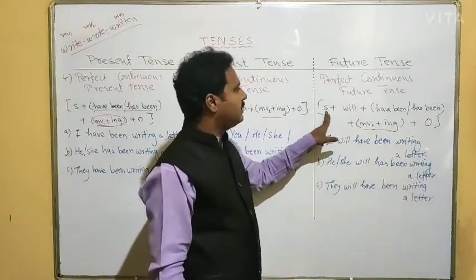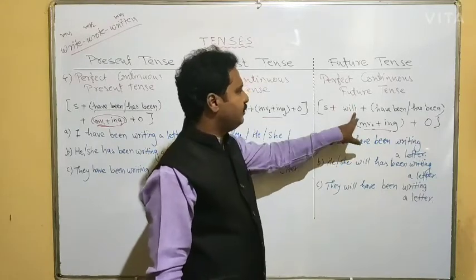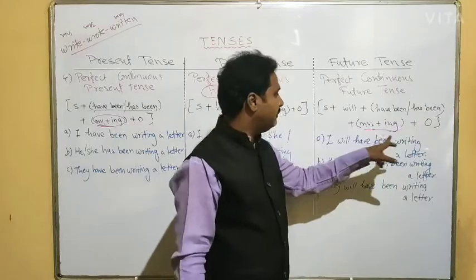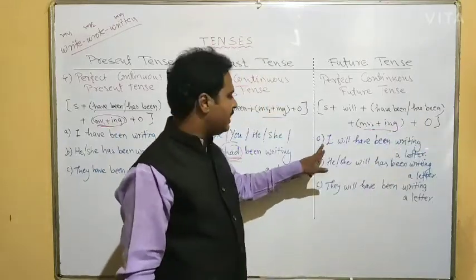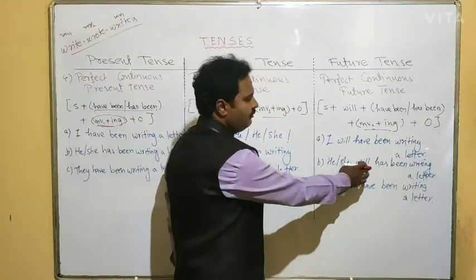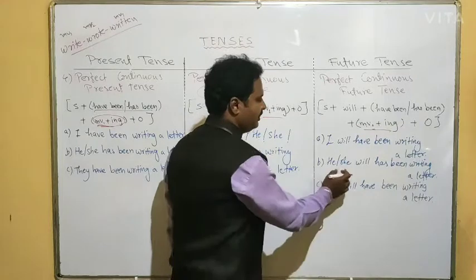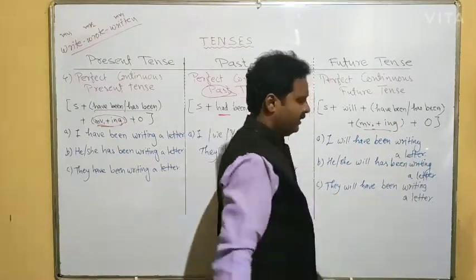Third form, perfect continuous future tense. The rule is subject plus will, because future tense is there. Subject plus will plus have been or has been plus MV1 plus ing plus object. Examples are: I will have been writing a letter. He or she will have been writing a letter, because he or she, that's why has is used here. They will have been writing a letter.